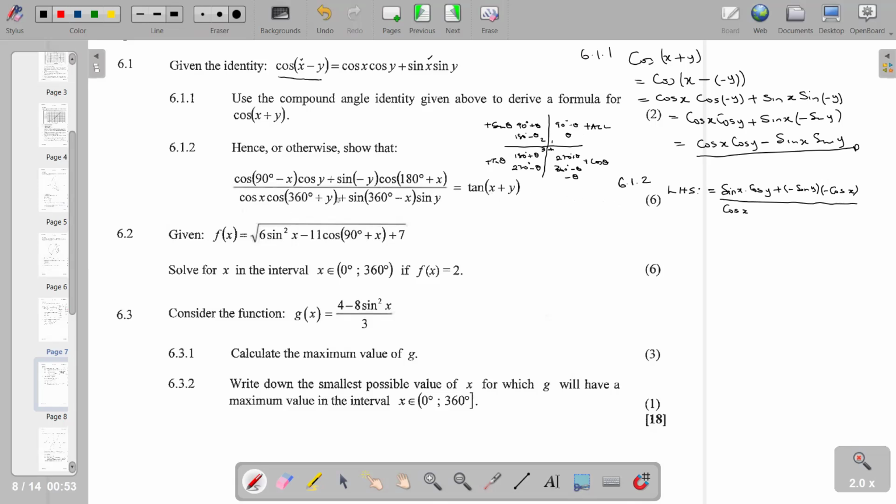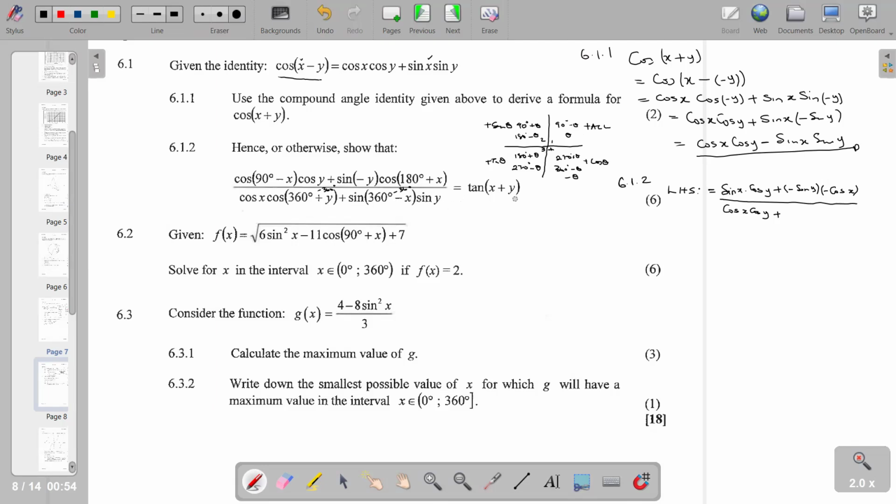Then 360 plus. The moment our angle is 360 and above, we just have to subtract the complete revolution. So if we subtract 360, it's going to be cos y. So this one just goes to cos y. Then, if we check here, we are having a plus. Then here we have 360. We just subtract a complete revolution. So 360 minus 360, we are going to be left with sine negative x.